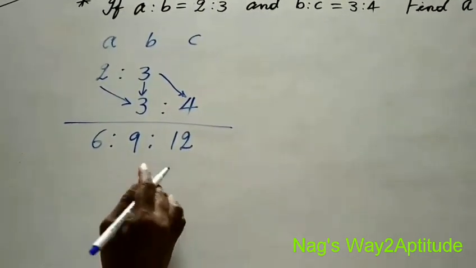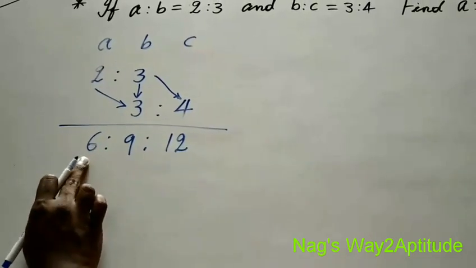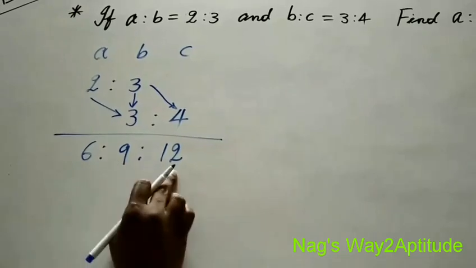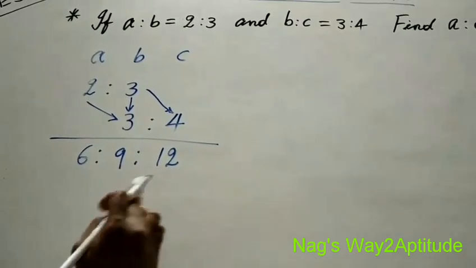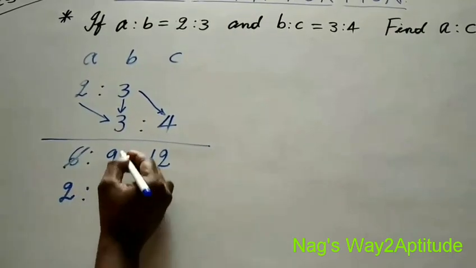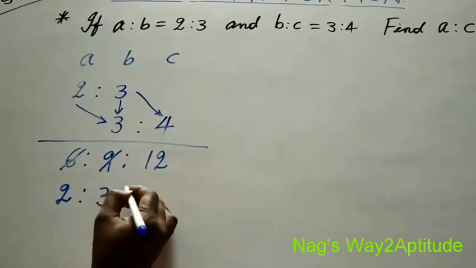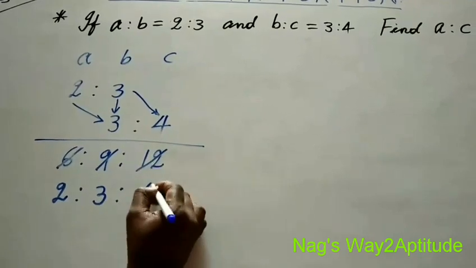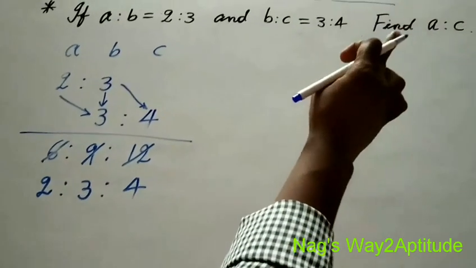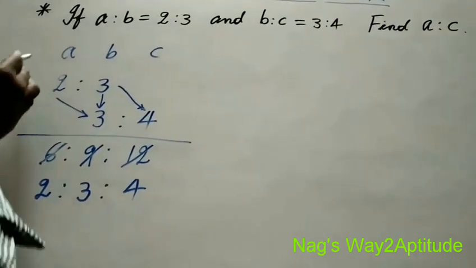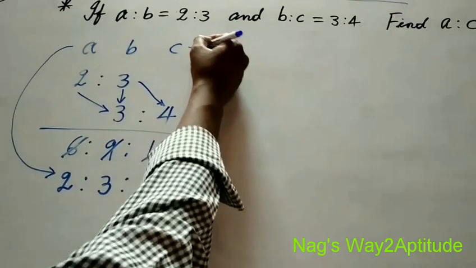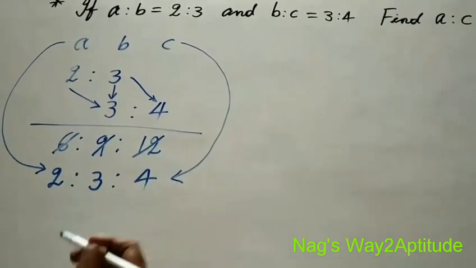and finally these two terms 3 4s are 12, and you got 6 is to 9 is to 12, and you can cancel the 3 table in these 3 terms. So 3 takes 6 2 times, 3 takes 9 3 times, and 3 takes 12 4 times, and you got 2 is to 3 is to 4 for A is to B is to C. But you need to find out only A is to C. What is the value of A here? 2. The value of C is 4.